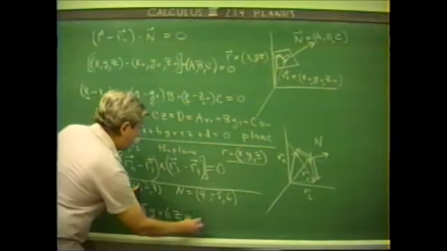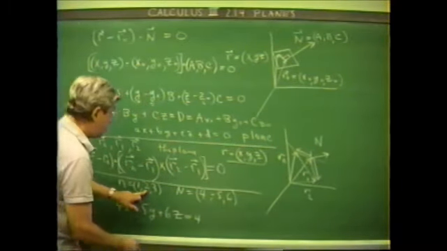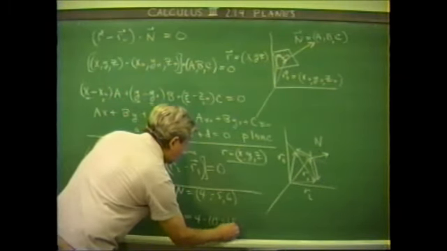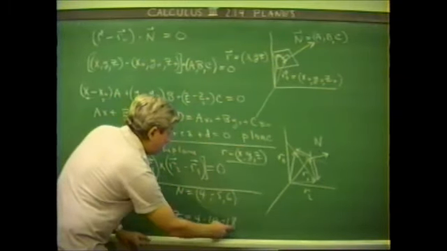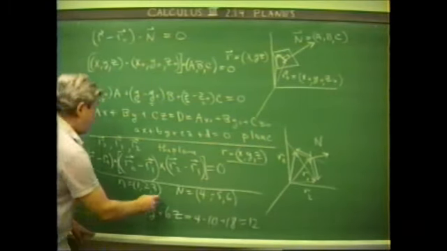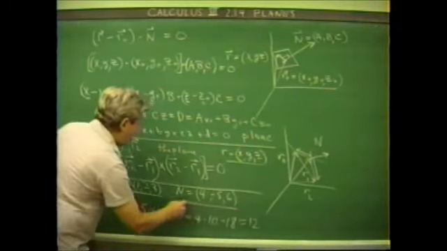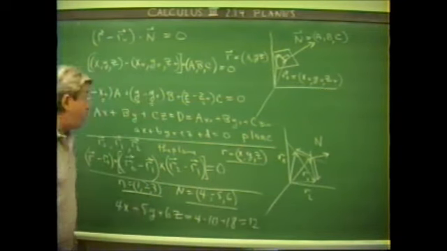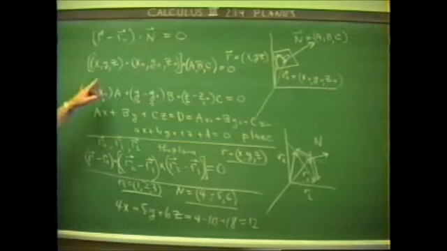Right? That's to say 4 minus 10 plus 18, or 22 minus 10, 12. So the equation of the plane that goes through this point, and hence this is a normal vector, is 4x minus 5y plus 6z is equal to 12.